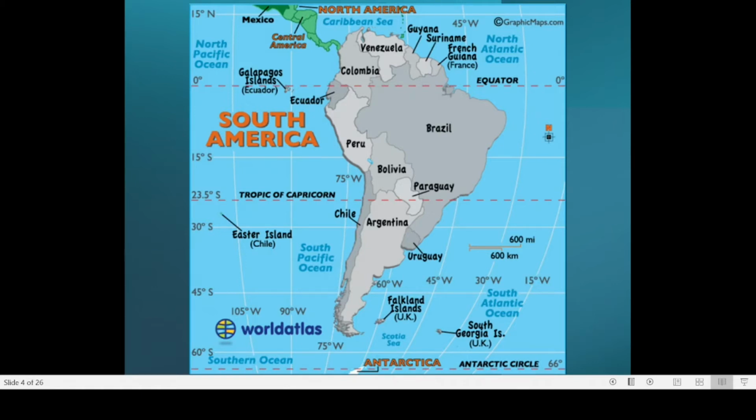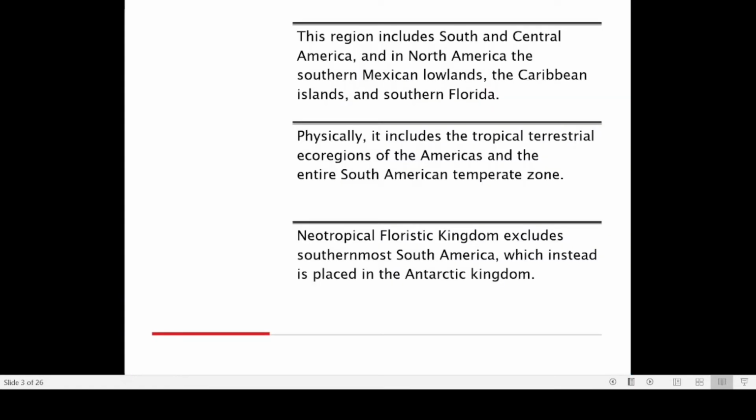So most of the Neotropical region is included in the tropical terrestrial region, or tropical terrestrial ecological region. That is the meaning of the word ecoregions. And the entire South American temperate zone. And what are the regions which are included in the temperate zone? We will come to that.